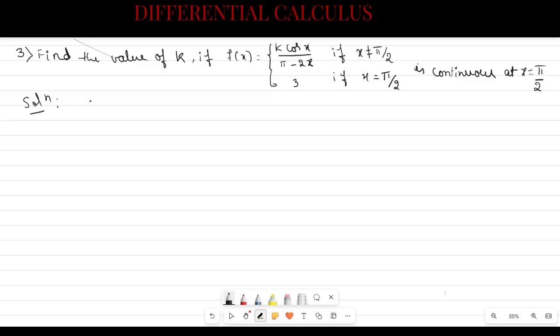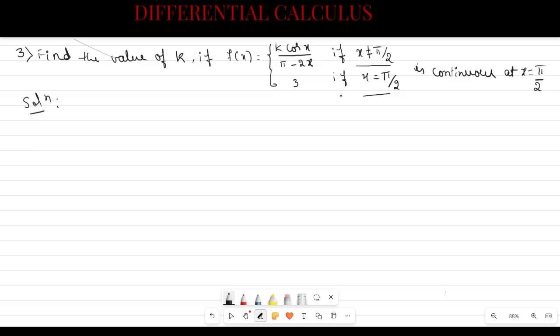This question is somewhat different. In the first two questions we discussed earlier, they gave less than and greater than conditions, so we were finding the left hand limit as well as the right hand limit. But here they have not given any less than or greater than. In the question, f of x is directly given for x not equal to pi by 2 and x equal to pi by 2. Only two conditions they have given.